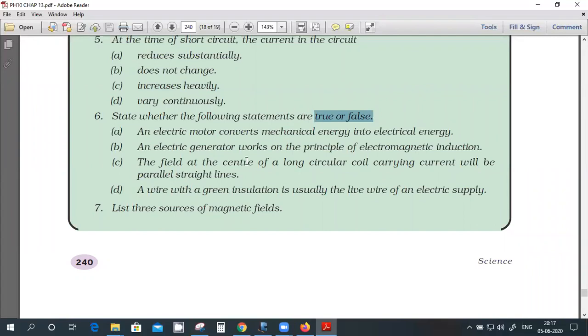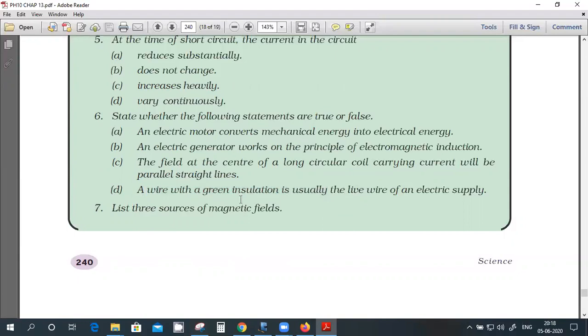True or false? The first one would be false. Generator. True. The free end center of a long circular coil will be parallel to the circumference. Actually, the question is not worded properly. Long circular coil means a set of coils, a big solenoid, a long solenoid. So this is true. Yes, and it will be uniform.